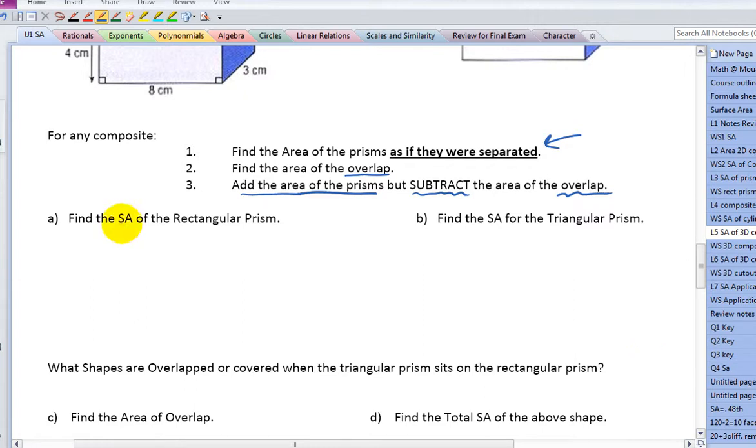Part A, find the surface area of the rectangular prism as if it were separated.